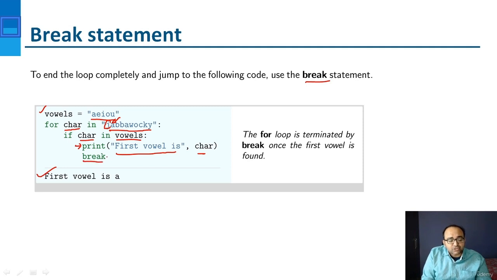So the break statement is used to move the control out of this for loop. After the for loop there are no statements, that's why it is going to display output only one line, which is first vowel is A.